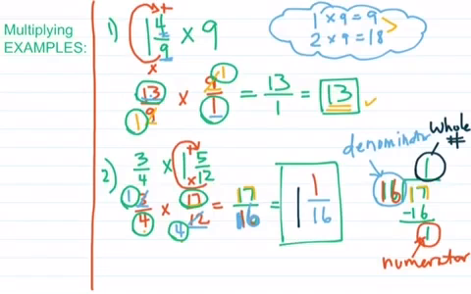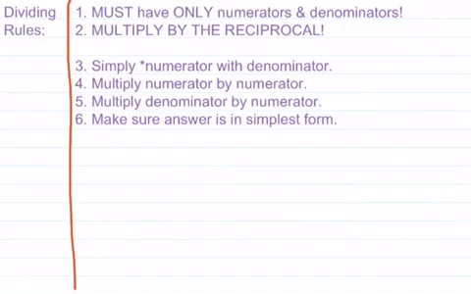Okay? So moving on to the next slide for dividing. The dividing rules, the first one is you must have only numerators and denominators. The second is that you multiply by the reciprocal.